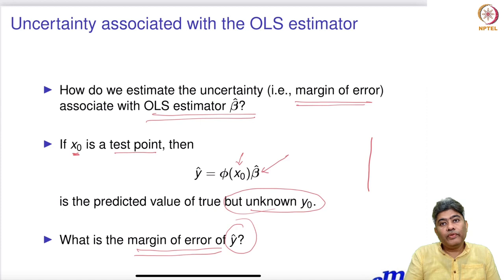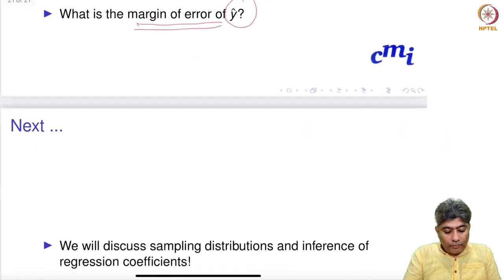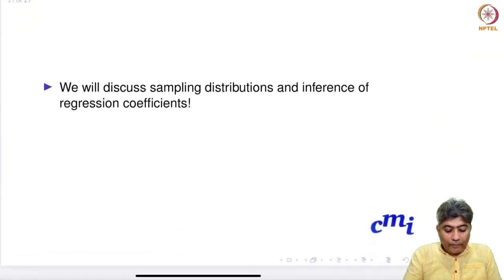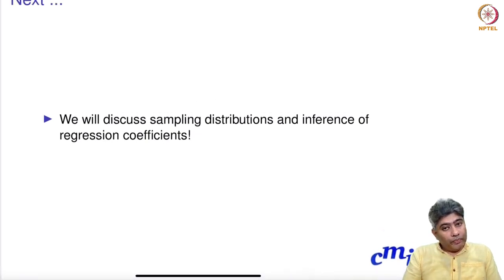So with this, we will stop and we will move on to something called the sampling distribution and the inference of the regression coefficient. The sampling distribution will tell us how much margin of error you can expect along the beta hat or your predicted y hat. So in the next video, we will resume with the sampling distribution of beta hat.